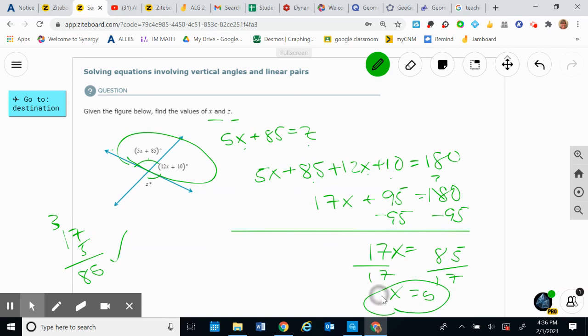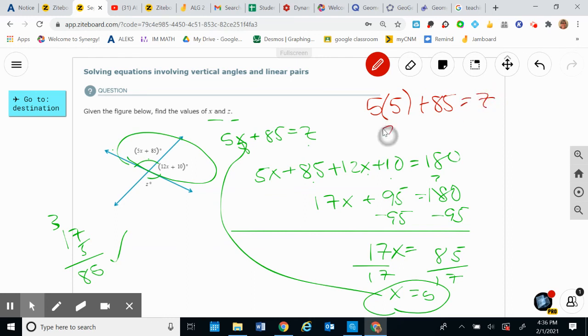Now that we found x, we can go back and plug it in to find z. 5 times 5 plus 85 equals z. So 25 plus 85 equals z, and that is 110, I believe. Is that right? 85 plus 15 is equal to 100, and then there's an extra 10. Yeah, so z equals 110.